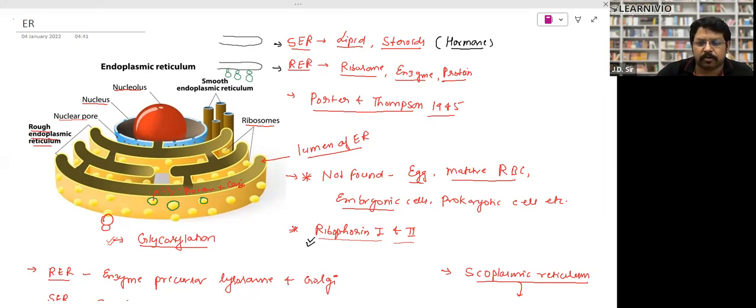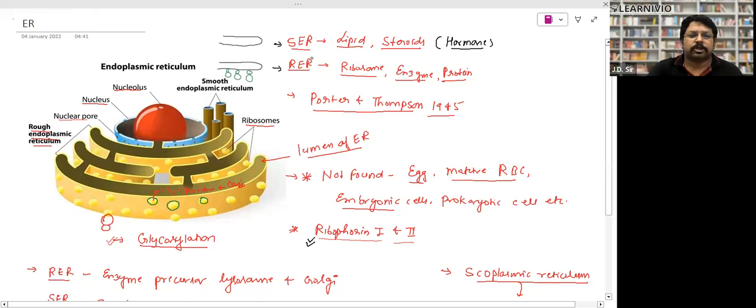So endoplasmic reticulum is of two types: SER and RER. SER is smooth endoplasmic reticulum. RER is rough endoplasmic reticulum. The function of smooth endoplasmic reticulum is that they produce, I have written directly over here, they produce lipid and steroid. This question will be asked. Right. I have seen this question. What is the function of SER? What is the function of RER? That kind of question you will get. In fact, they have already been asked. Right.